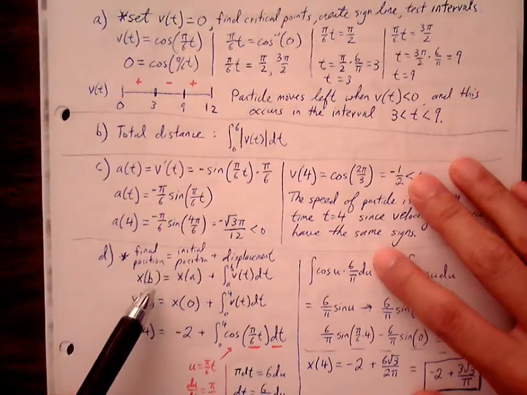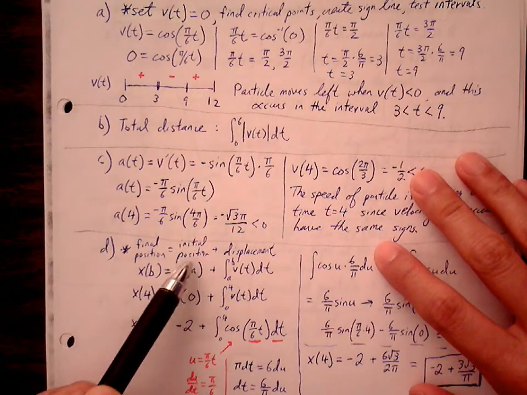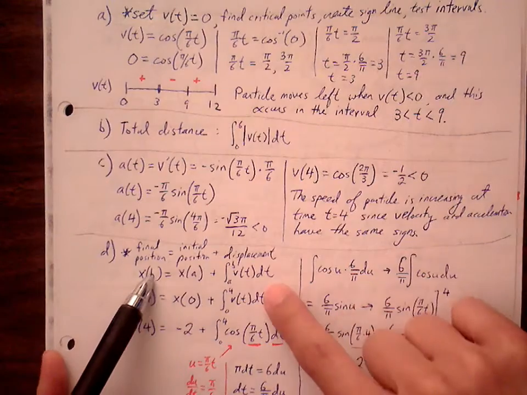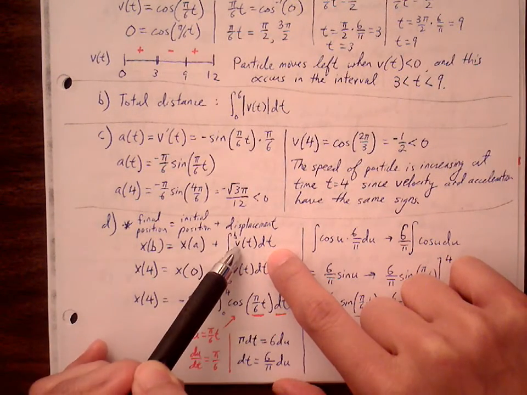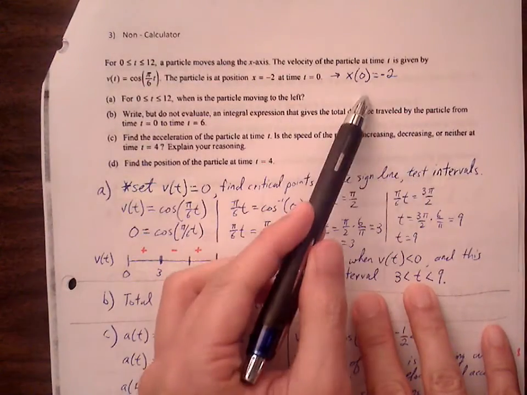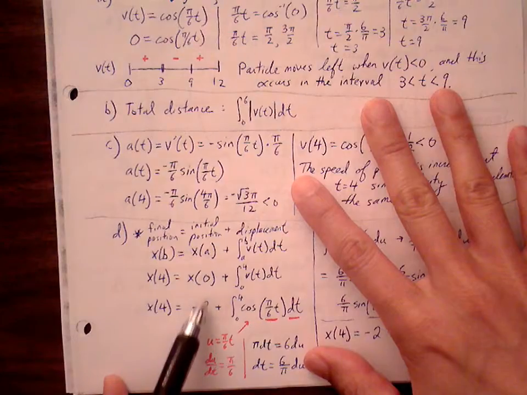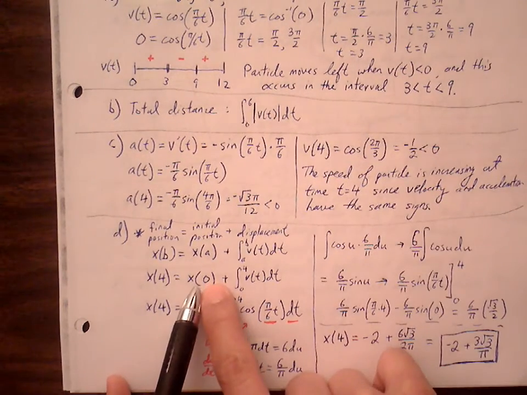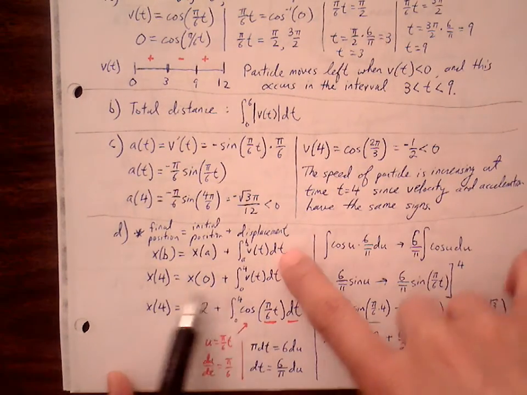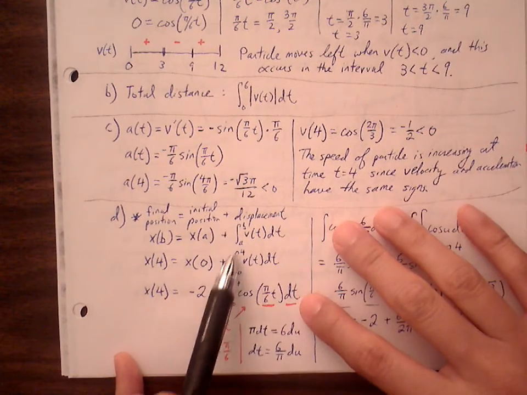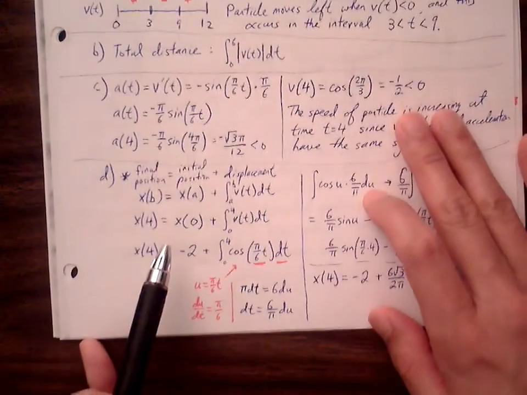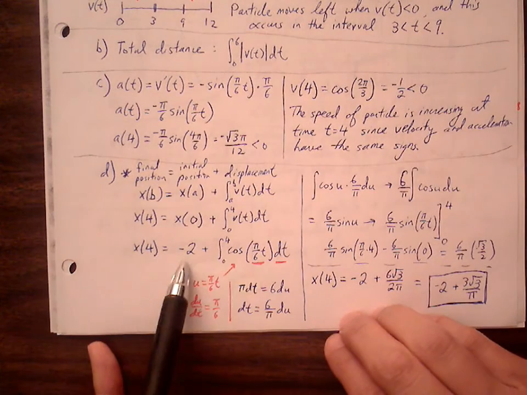So if I want to find the position, we can use the formula final position equals initial plus displacement. X of b equals x of a plus definite integral of v of t. Our initial position is x of 0 is equal to negative 2. So we know that we're starting at time t equals 0, we're ending at time t equals 4. So to bridge that gap, we're going to take the displacement, definite integral from 0 to 4 of v of t. All this is without a calculator. So x of 0 we know is negative 2.